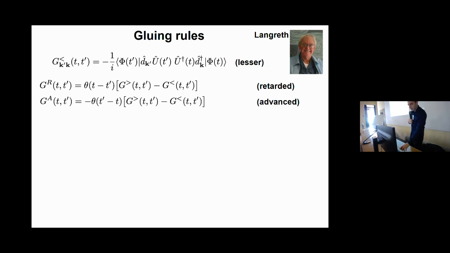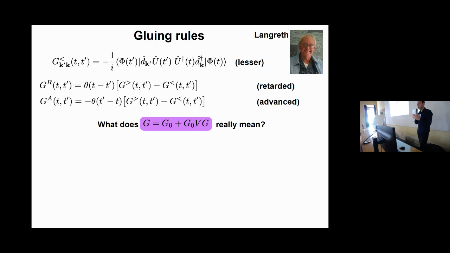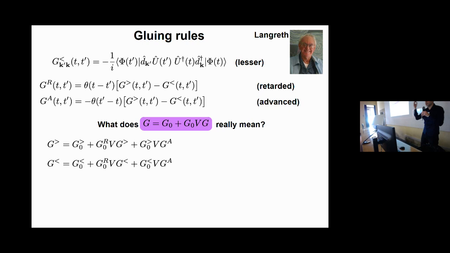No more than that. Okay, now we are ready to say what this Dyson equation really means. It means this. We don't simply have to multiply g0 times v times g, but we have to, for instance, for the greater Green's function, take g0 retarded component times v greater component, and then g0 greater times v advanced component. As you see, instead of one term, you have two terms.